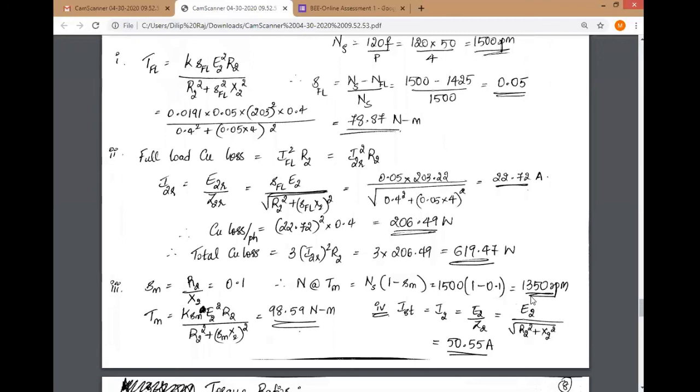So this is how the problems with respect to the torque equations and torque ratios of three-phase induction motors have to be solved. So far we have discussed the torque equation derivation, condition for maximum torque, torque slip characteristic, torque ratios, and numericals associated with torque.